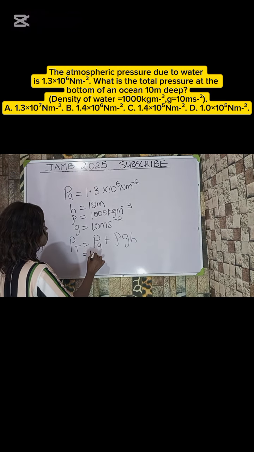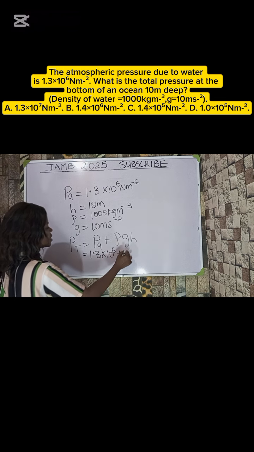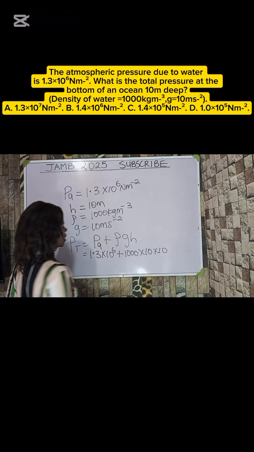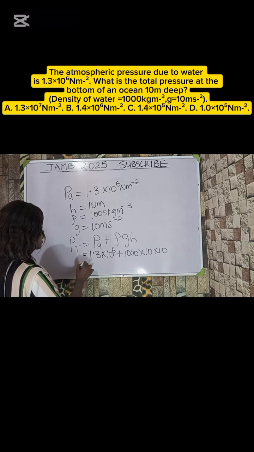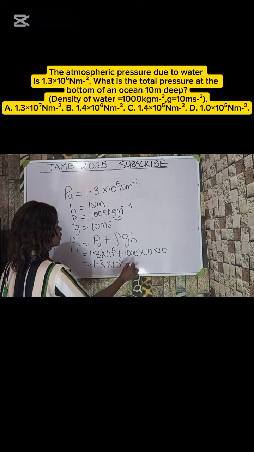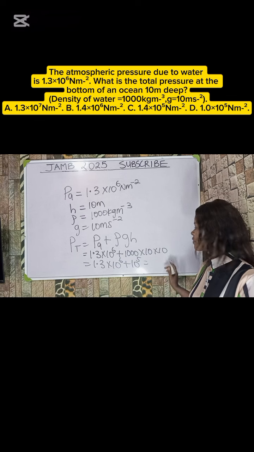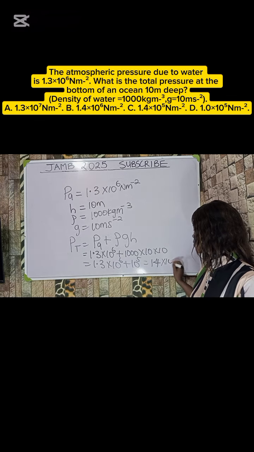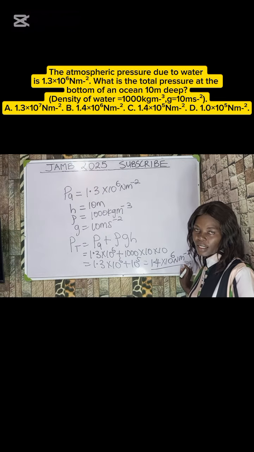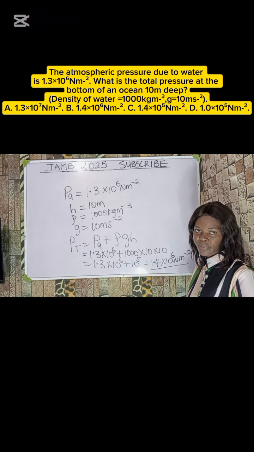So let's just substitute what we have. My atmospheric pressure is 1.3 times 10 to the power of 6, then plus the density is 1000, G is 10, and height is equally what? 10. By the time you multiply, you're going to have what? 1.3 times 10 raised to the power 6, then plus 10 raised to the power of what? 5. Is that clear? And by the time you add, it's going to give us 1 times 10 raised to the power of 6 Newton per meter square. Is that clear? So this is how to solve this type of problem. I hope that is clear. The correct option to this question is option B.